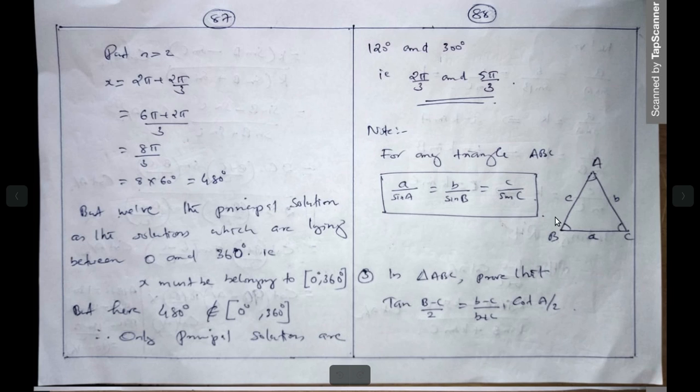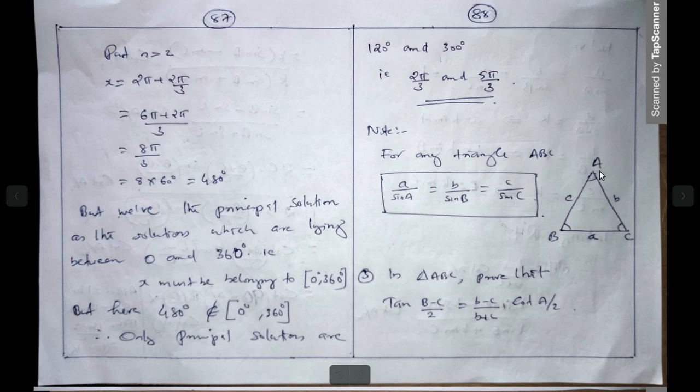Then this is a special property for a triangle. You know the properties of a triangle: a triangle has 3 sides, a triangle has 3 angles. The sum of these 3 interior angles equals 180 degrees. The sum of exterior angles will be 360 degrees. And one more result here: a by sin A equals b by sin B equals c by sin C. For any triangle ABC, this ratio will be the same for each term.